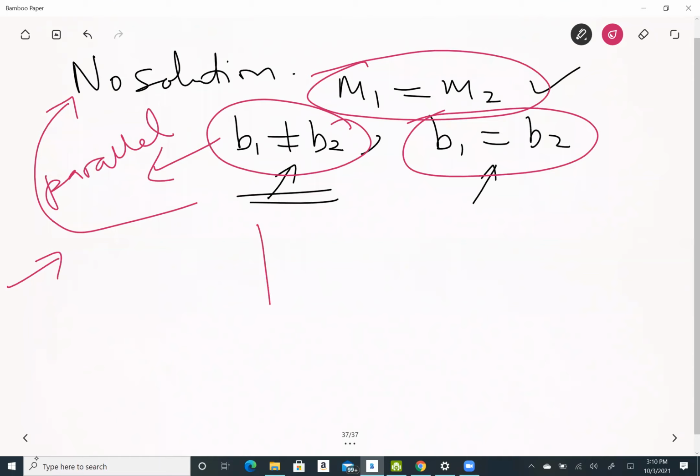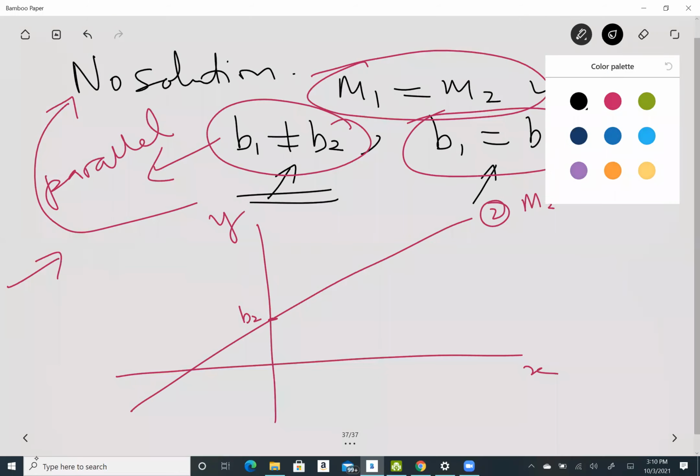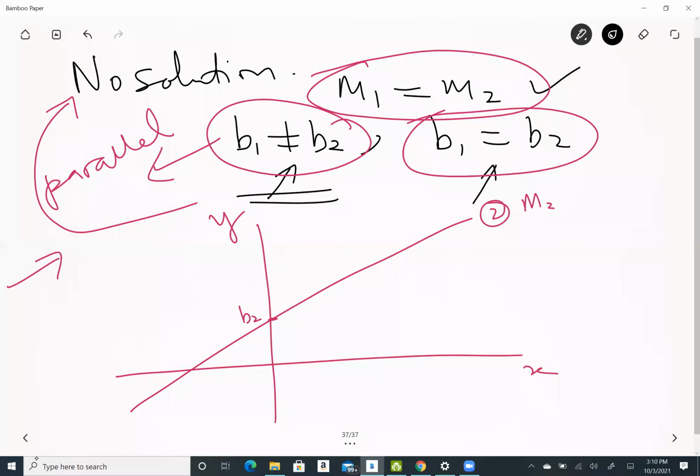Look again. There will be a lot of intersections. You have line number 2, which is M2 here, and B2 here. Now line number 1 has slope equal to M2, and B is also equal. So it's not one line. You have two lines with the same equation. You have another line, B1, also coming here. M1 equal to M2 and B1 equal to B2.